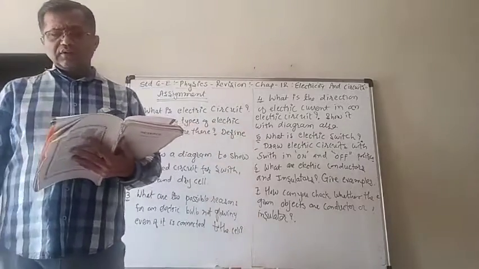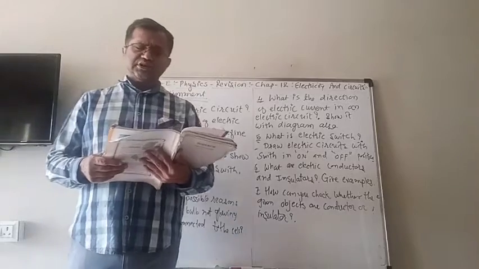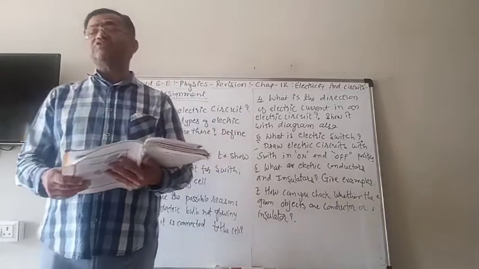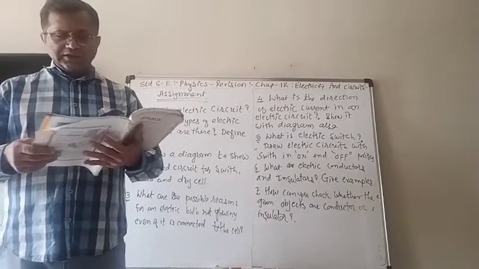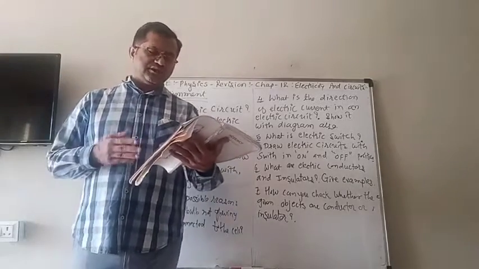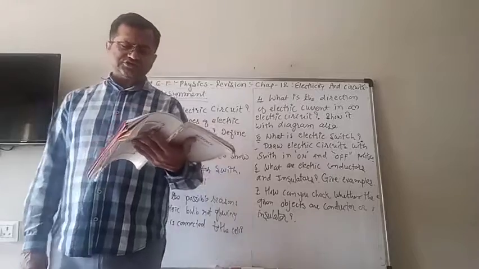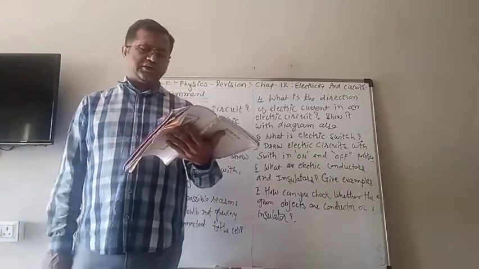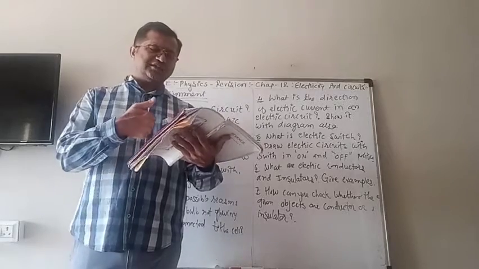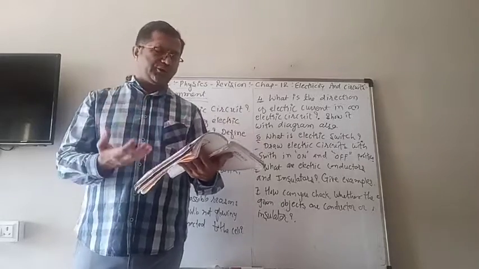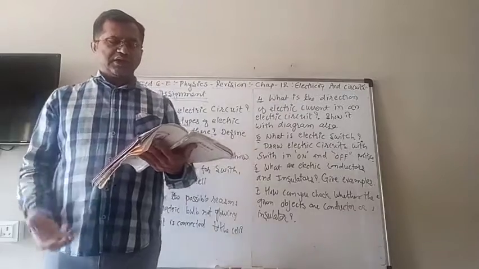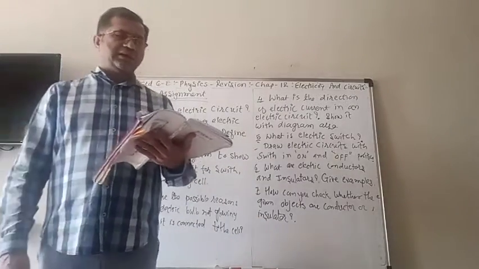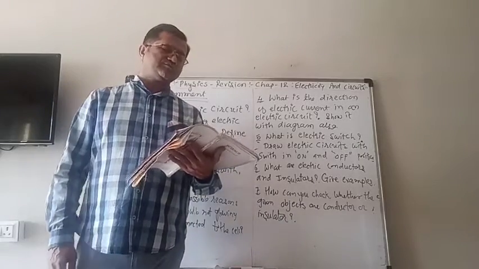Now the other thing is the inside view of a torch. In the torch you will see that two dry cells are used as a battery, and the wires are joined. Then the switch: if you slide the switch, it goes to the on position and the bulb will glow, and if you slide it back to the off position, the bulb will not glow.